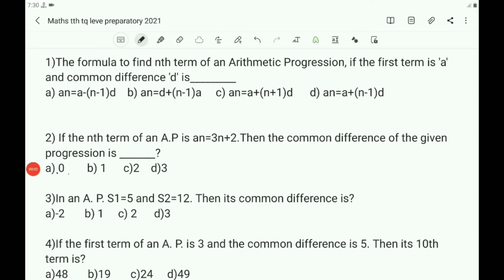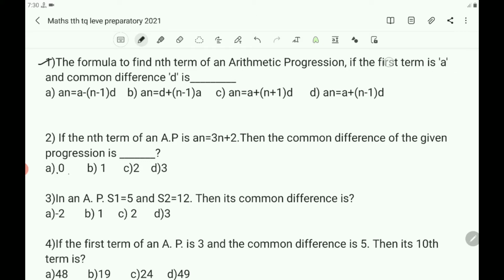Children, now let us solve the MCQ pattern question paper of the Tirthahalli Taluk Preparatory Examination. Now the first question: the formula to find the nth term of an arithmetic progression, if the first term is a and the common difference is d. It is a direct question.